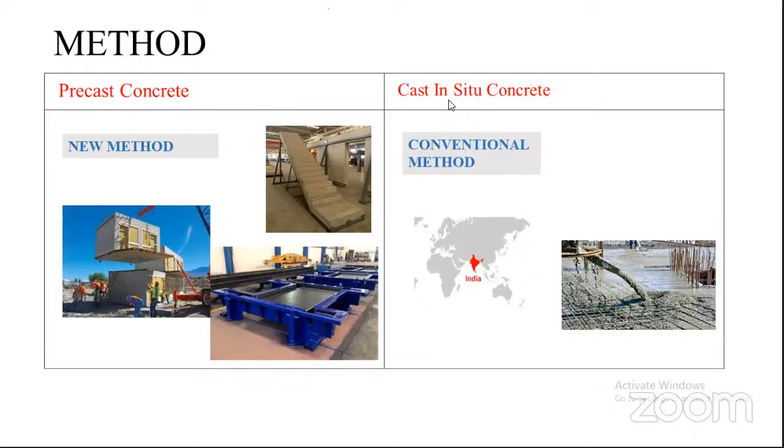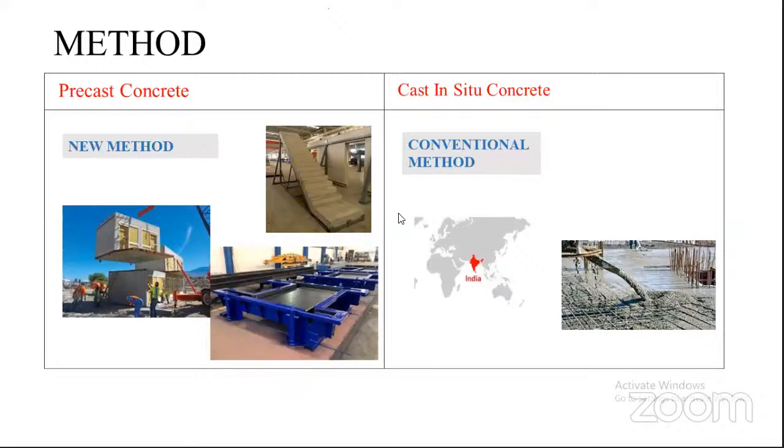But in the precast concrete method, concrete is poured in a reusable mold, cured in a controlled environment, and transported to site and lifted into place. Here, the controlled environment is nothing but a precast plant. And cast in situ concrete is a conventional method, where the formwork is made at site, and liquid concrete is poured in the formwork and then cured. And precast concrete members are cast and cured at the precast plant and then transported to site. Then only the joining will be done at the site.